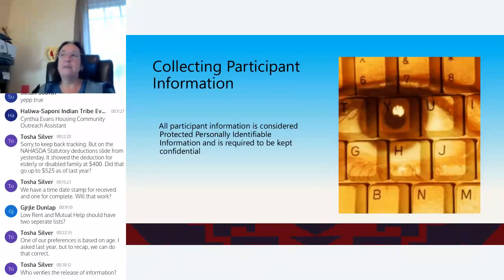Your participant information is considered protected, personally identifiable information. It's required to be kept confidential. You should have statements from your staff. You should have the forms informing your board of commissioners and your tribal council members that they don't have the right to get into your tenant files. Certain things like that. Just be careful with that.